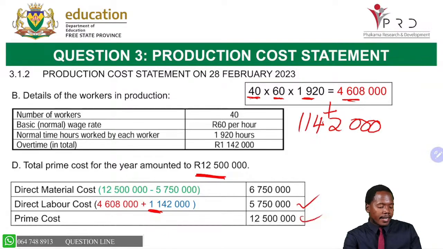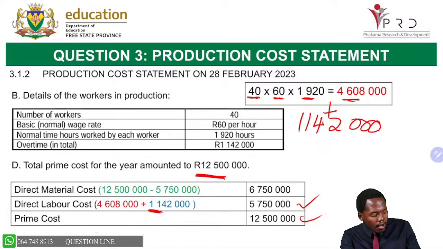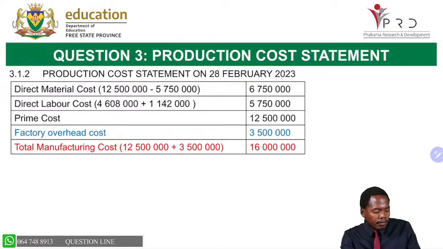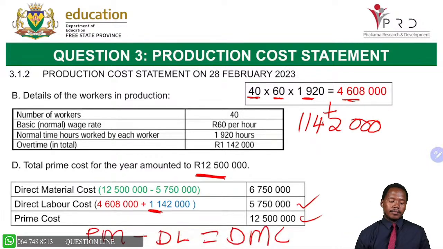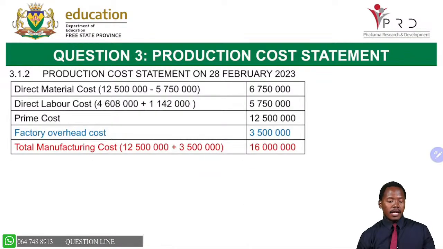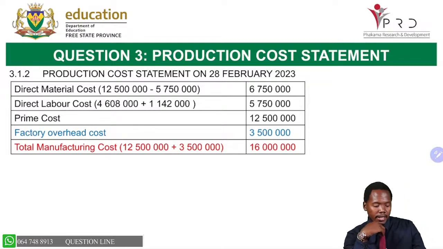Now, how do I get my direct material cost? I'll have to say my prime cost minus my direct labor. Then this gives me my direct material cost. There we have it. 12,500,000 minus 5,750,000. So we get a total of 6,750,000. The next item, 3.1.2, production cost statement on 28 February 2023.